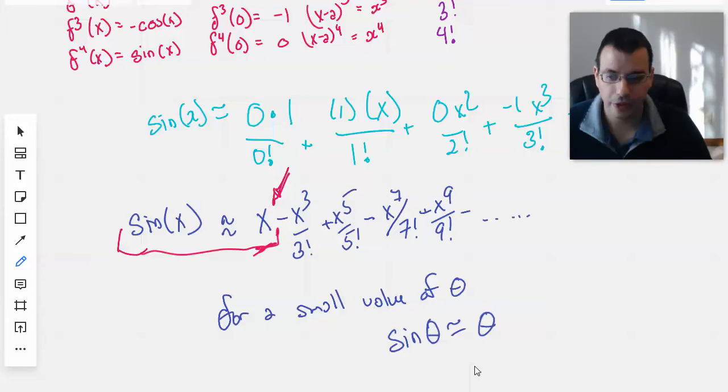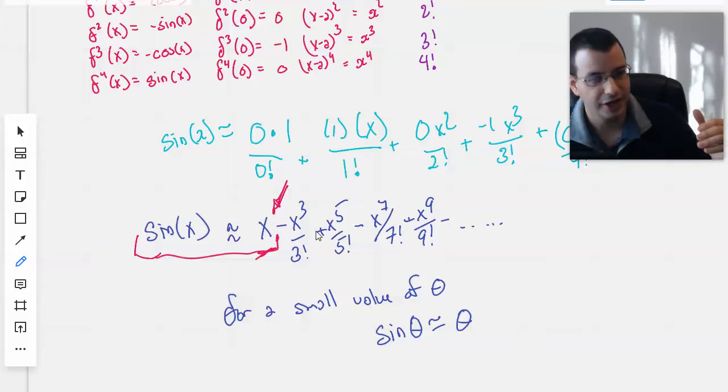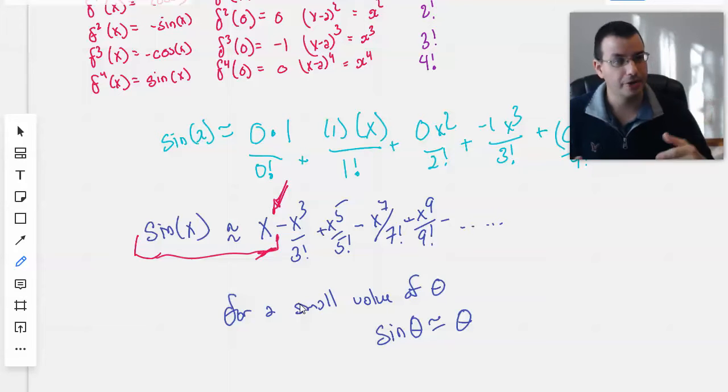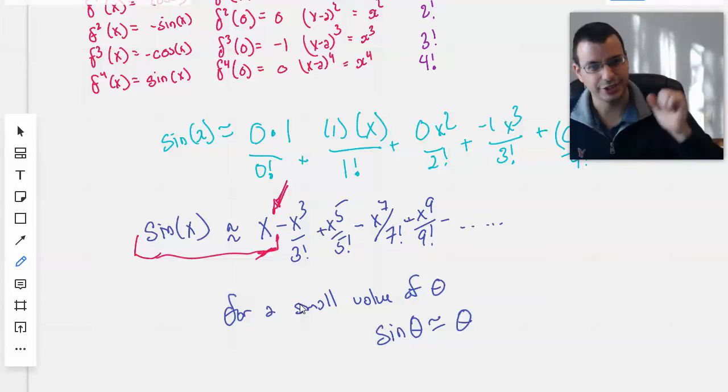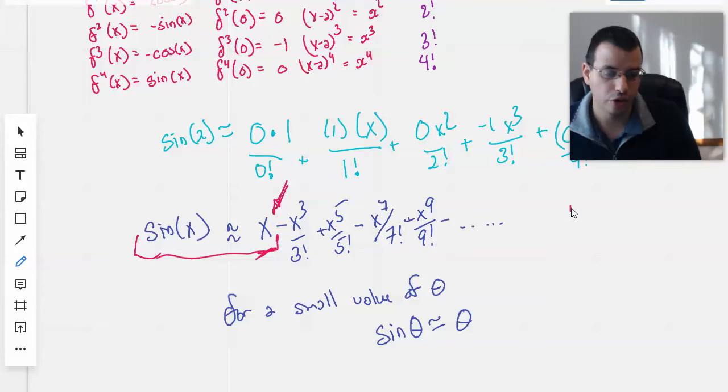So this is the Taylor series for sine, where you see that it has odd powers, and each is divided by the factorial of the same power that x is raised to. One other thing to note is that it is odd. It's an odd function.